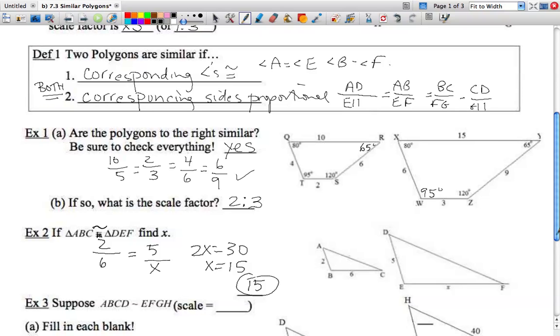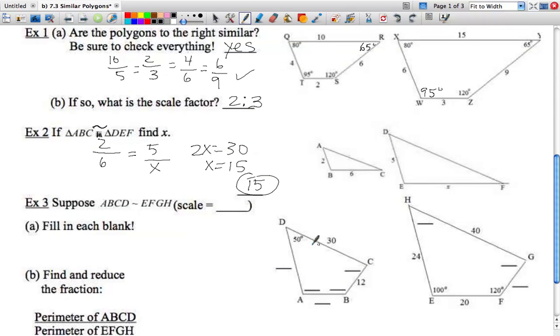Okay, let's go to the next example. Example 4. Suppose that ABCD is similar to EFGH. Let's look at the scale factor. Well, looking at it, I can see that CD is 30 and GH is 40. So it feels like, well, it's true that if these are proportional, 30:40 has to be a proportion that works, or a ratio that works. So the scale factor will be 3:4. 30:40, 3:4.